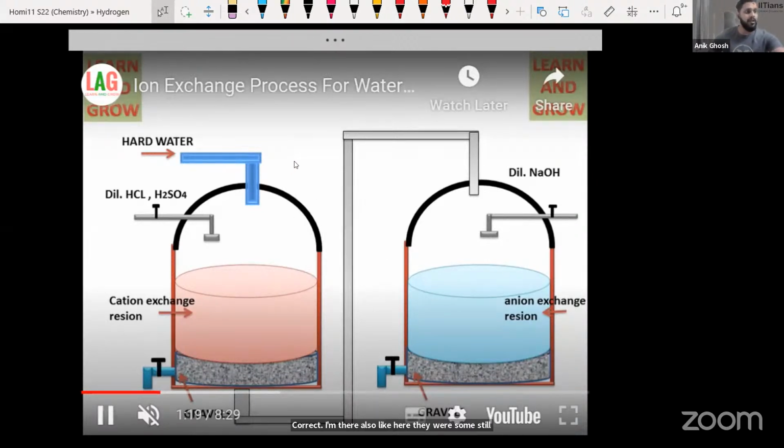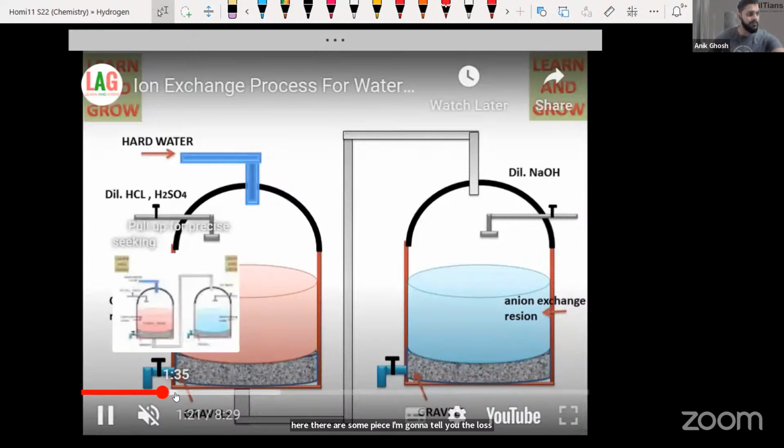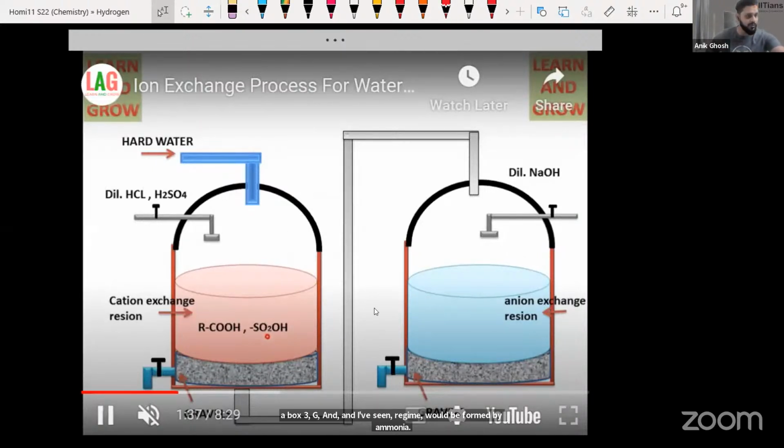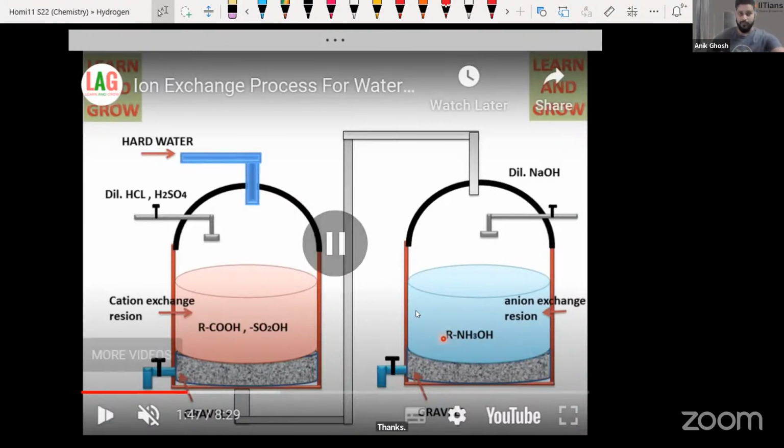Now, let the hard water flow through it. Now, what are they saying? Cation exchange resin is made up of carboxylic acids and sulfonic acids. And anion exchange resin would be formed by ammonium. Let me show you here. I guess they will be showing that as well. There is ammonium, RNH3. These are the two things that they are formed of.